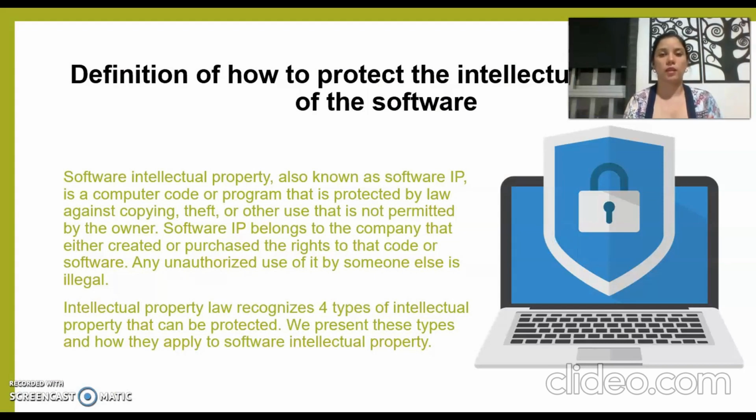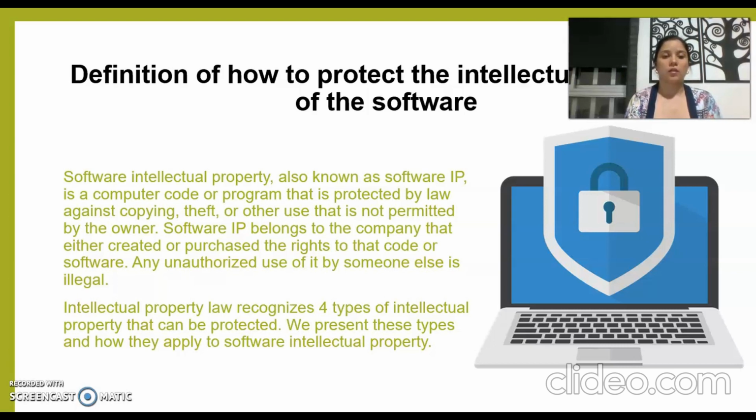Definition of how to protect the intellectual property of the software. Software intellectual property, also known as software IP, is computer code or a program that is protected by law against copies or other uses that are not permitted by the owners. Software IP belongs to the company that either created or purchased the rights to that code or software. Any unauthorized use of it by someone else is illegal.